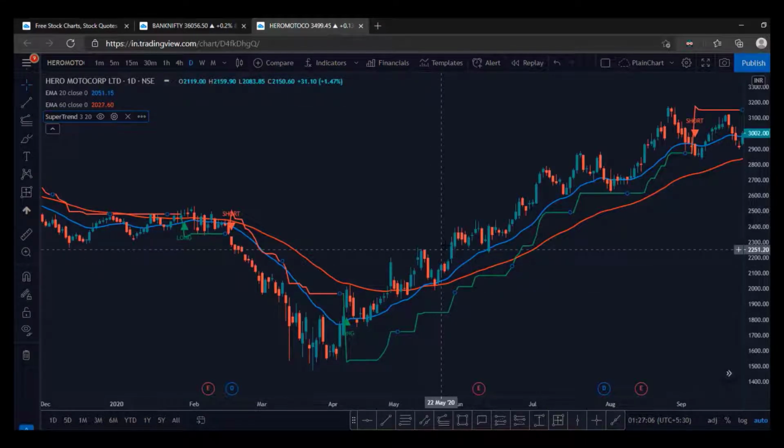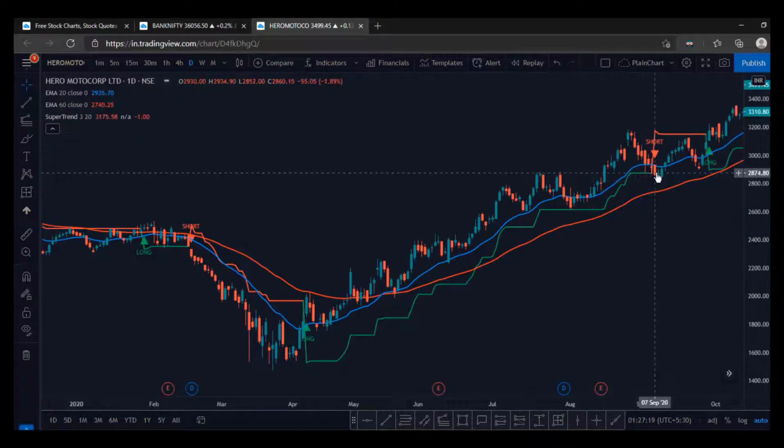See, the price has been riding in the same uptrend direction, and at one point it tried to touch the SuperTrend and bounced back again. Only once the price closes below our trend line, say for example here where the price has closed below our SuperTrend line, that is when we can close our trade.